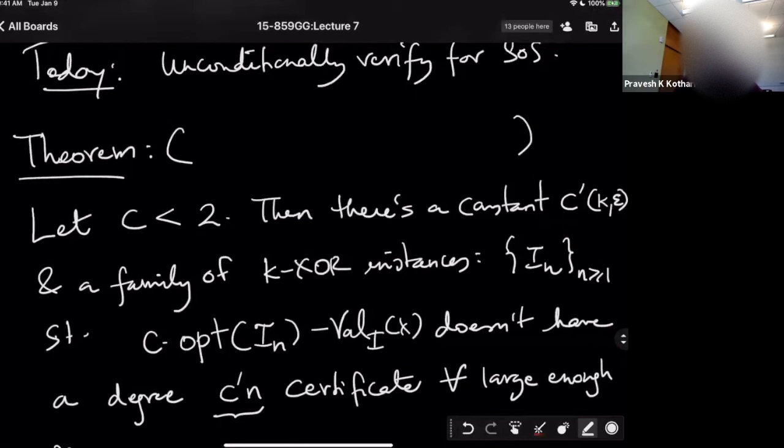The first time it was proven, it was not at all an algorithmic result. It was what is called a proof complexity lower bound. And it was proven by Grigoriev in 2001.